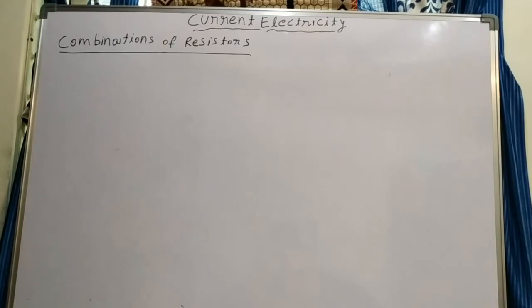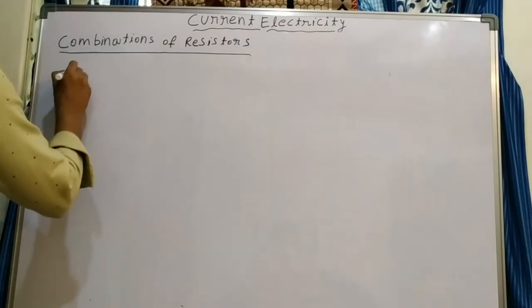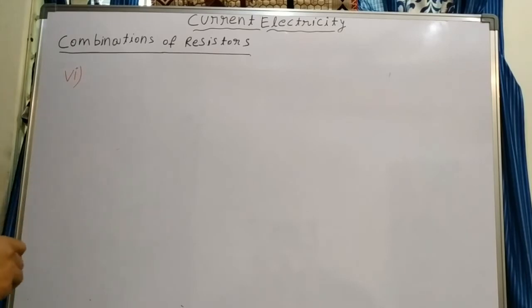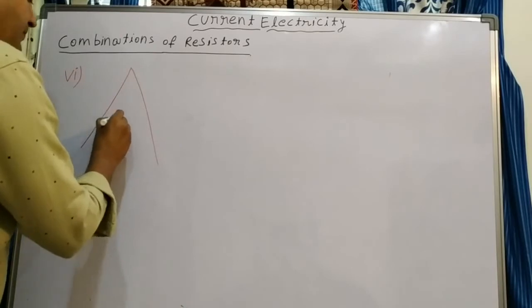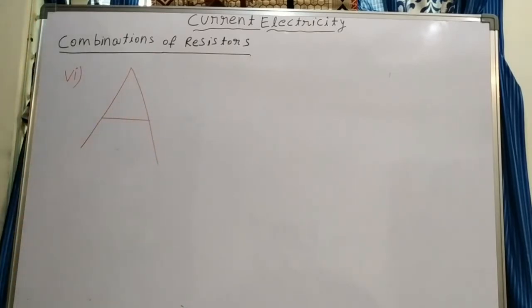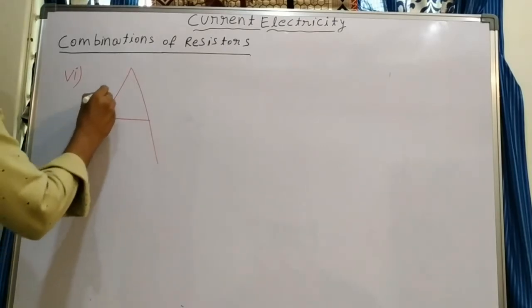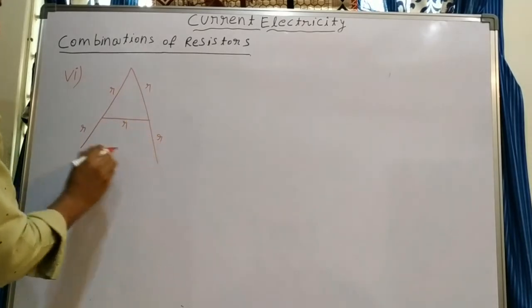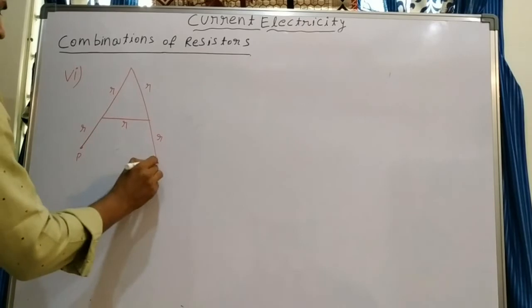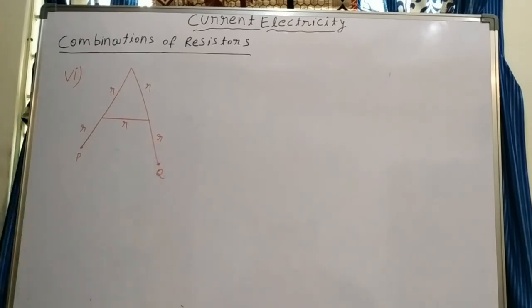Now let's say another case. The wire is folded like this, like the English letter A. All the parts of the wire have equal resistance, which you can take as a small r, also R and this also. Suppose between these 2 points P and Q, what is the resistance? Between P and Q, what is the resistance?